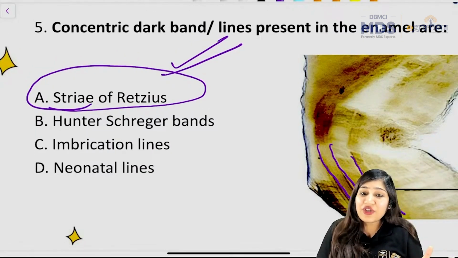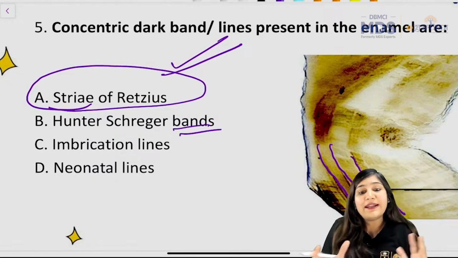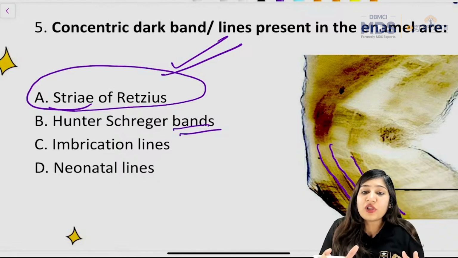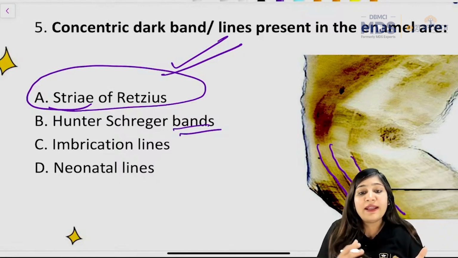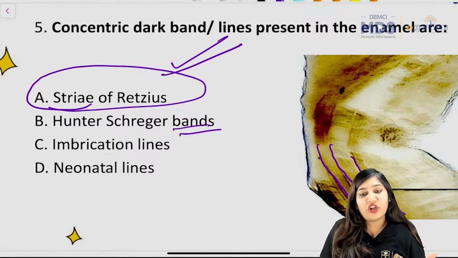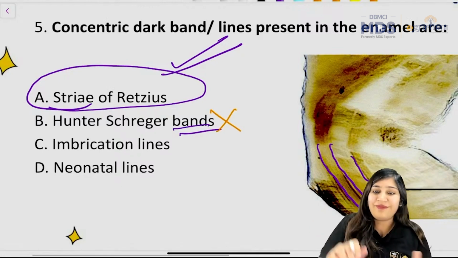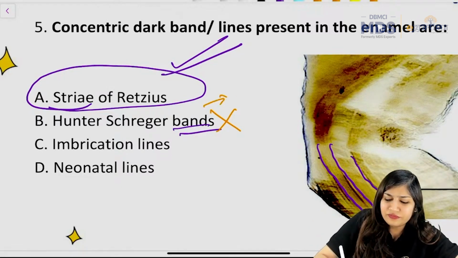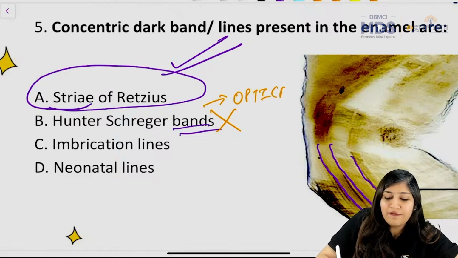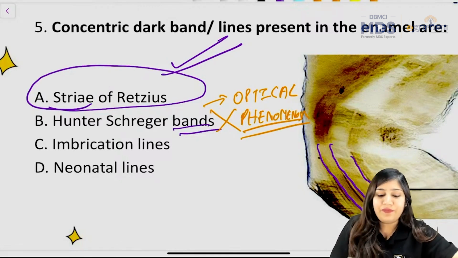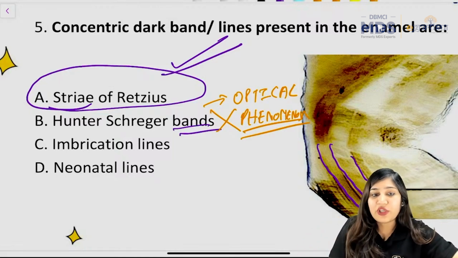They can't be Hunter-Schreger band because these bands are what? Light and dark bands, parazones and diazones. Basically, they're formed because of change in direction of enamel rods. It is an optical phenomenon. So it is not Hunter-Schreger band. It is an optical phenomenon, and basically it is formed due to change in direction of enamel rods. So it can't be a correct option.